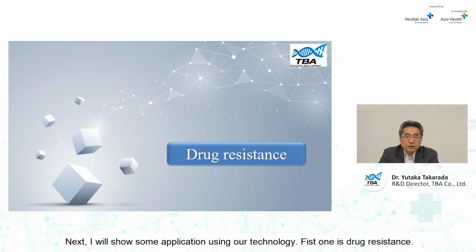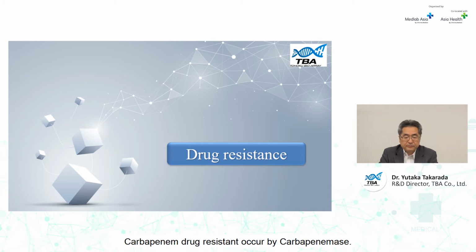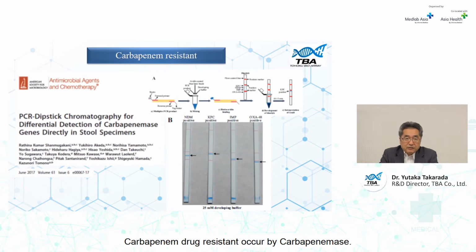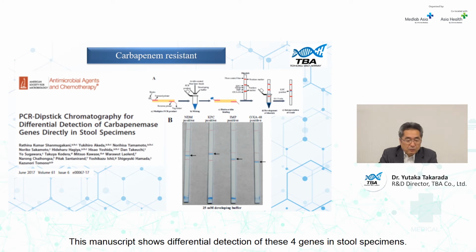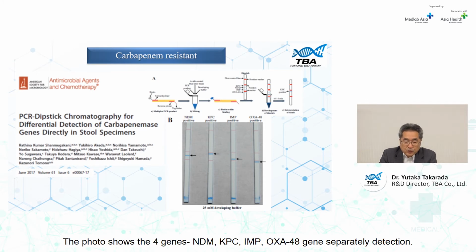Next, I show some applications using our technology. First one is drug resistance. Carbapenem drug resistance occurs by carbapenemase. The carbapenemase gene is in a plasmid. This manuscript shows differential detection of these 4 genes in stool specimens. The photo shows the 4 genes NDM, KPC, IMP, and OXA48 detected separately.